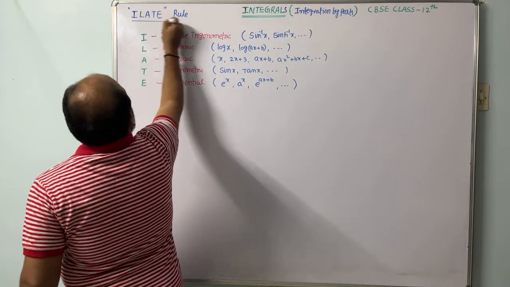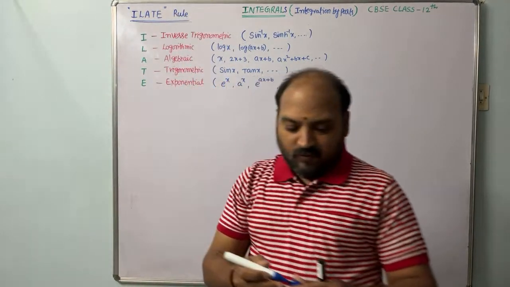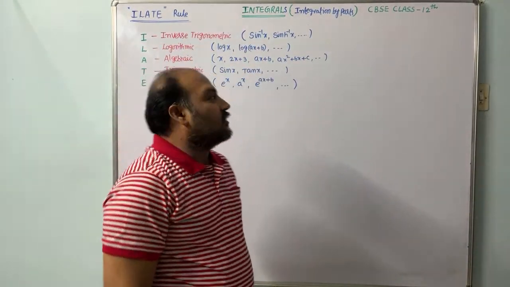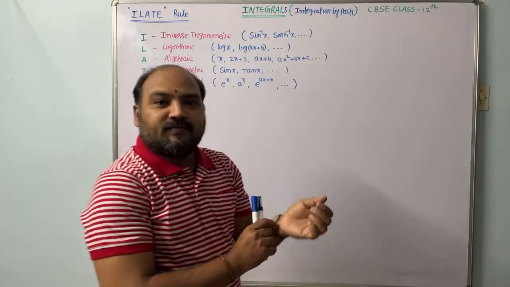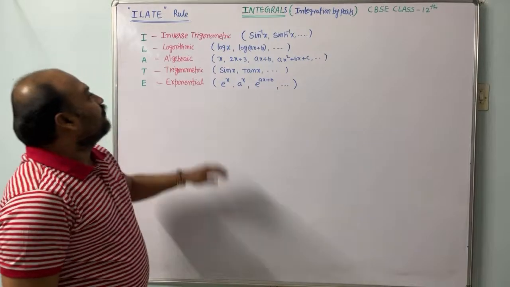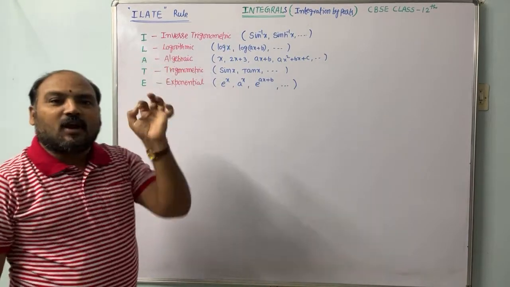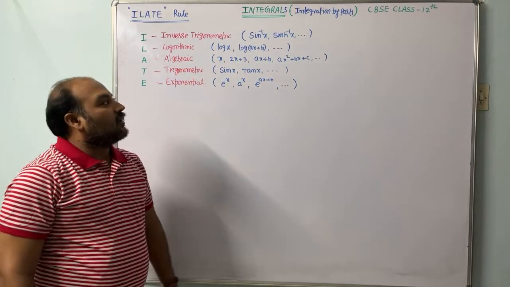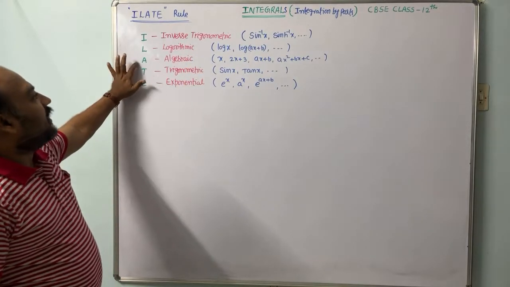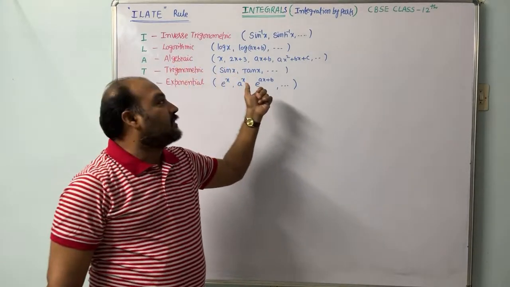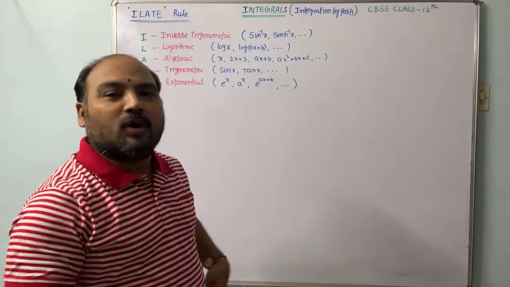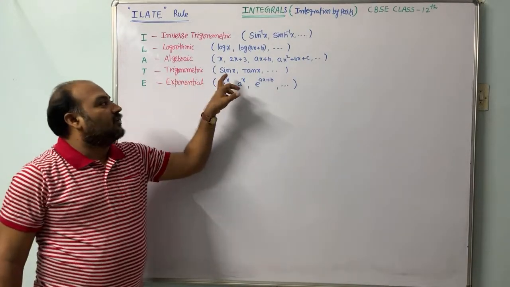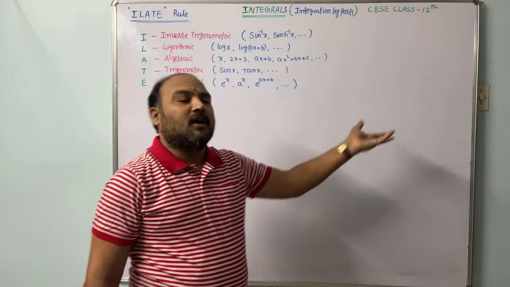So what is the meaning of the ILATE rule, dear students? In this, I indicates inverse trigonometric functions like sin inverse, sinh inverse, cos inverse, etc. L represents logarithmic, log x, log of ax plus b, and so on. A represents algebraic functions: x, 2x plus 3, ax plus b, and so on. T represents trigonometric: sin x, tan x, cos x, and so on.